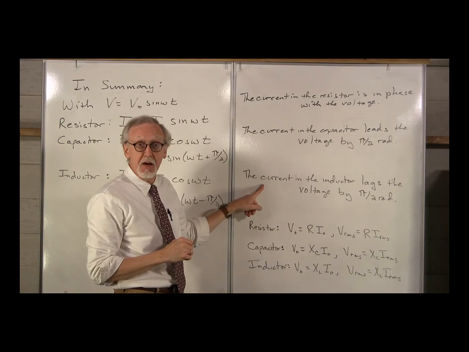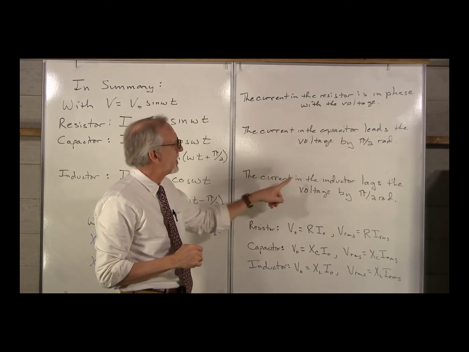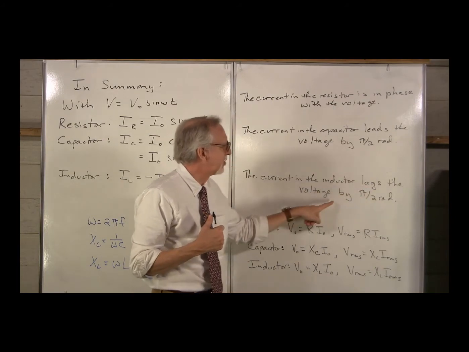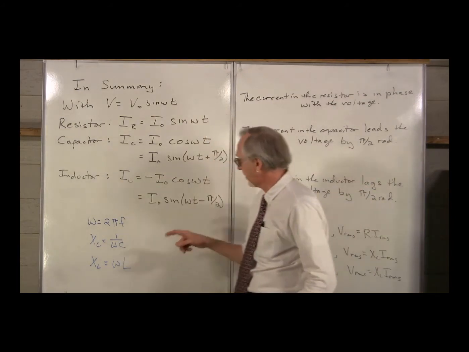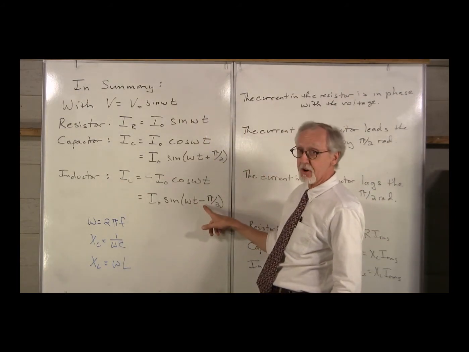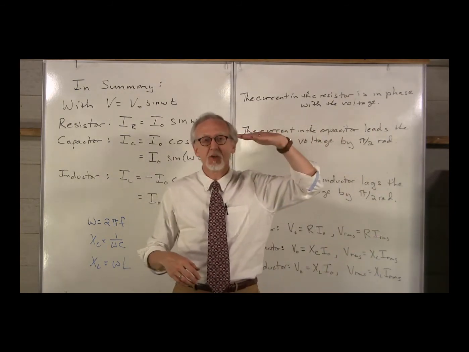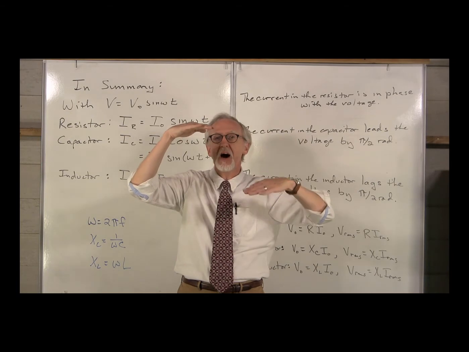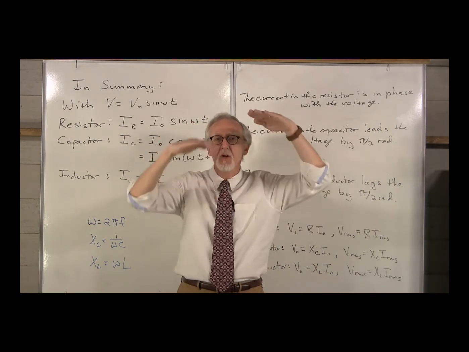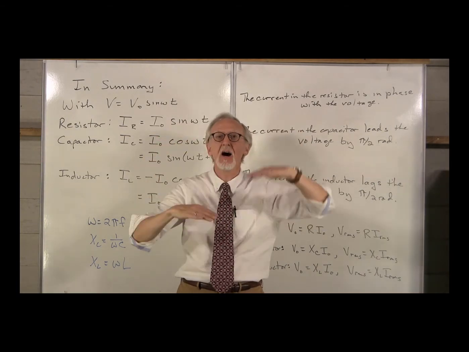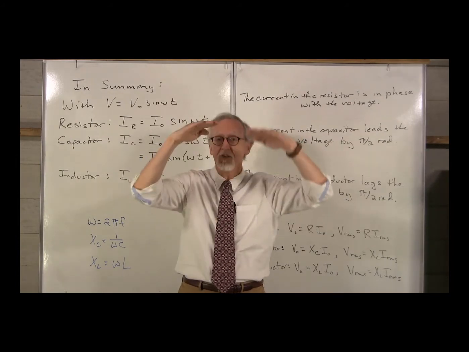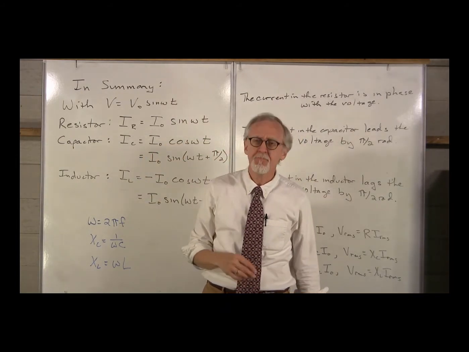For the inductor, the current in the inductor lags, meaning behind. It lags the voltage by pi over 2 radians. We have this minus pi over 2 over here. So voltage, current in the inductor, it's behind the voltage. So the current always is behind the voltage. The current in the inductor is behind the voltage. It lags the voltage. Very, very good.